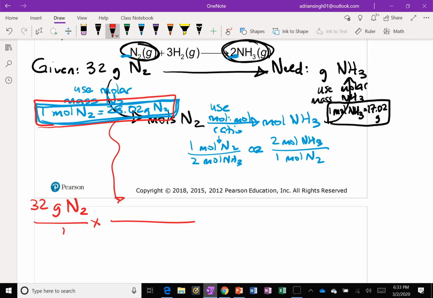So in my first step, I want to end up with moles of N2 as my unit. Right? So I'm going to put the moles of N2 on top and the grams of N2 on the bottom. So it cancels out with the grams at the beginning. 1 mole of nitrogen for every 28.02 grams of N2. Grams of N2 go away.